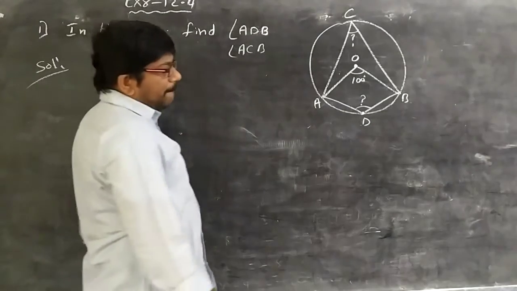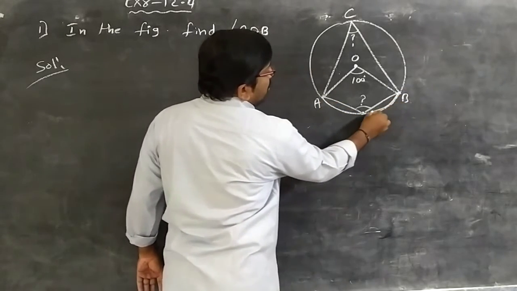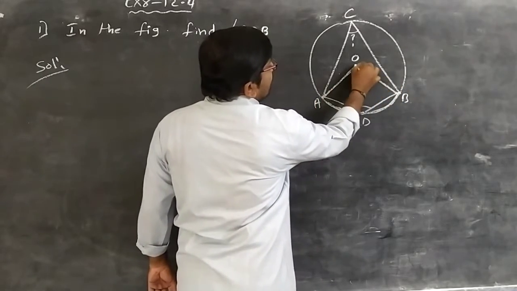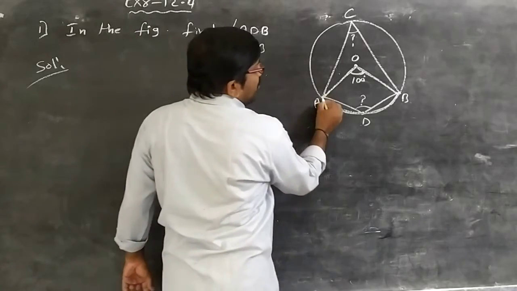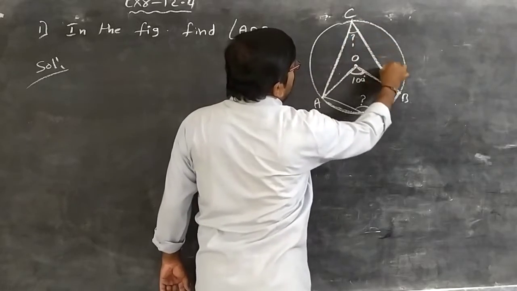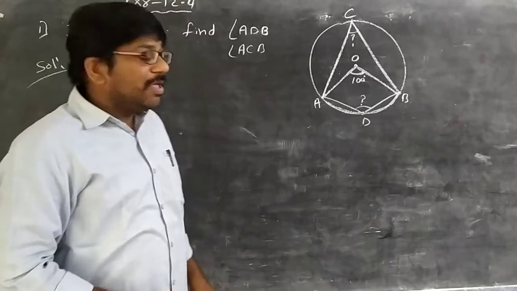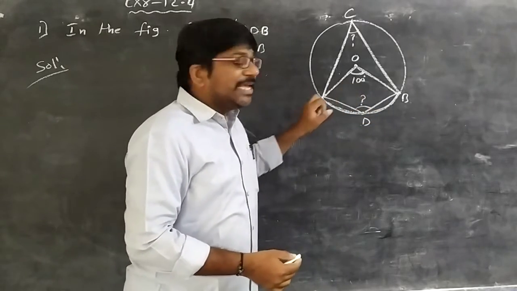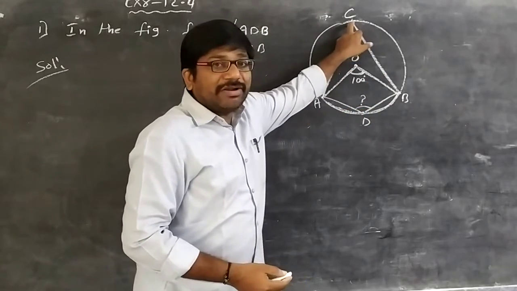From the figure, AB is an arc. This arc subtends an angle at the center of 100, right? And the same arc subtends an angle at the remaining circle. So we know very well from theorem 4, the angle subtended by an arc at the center is twice the angle subtended by the same arc on the remaining circle, right?